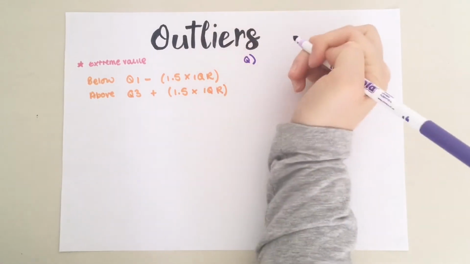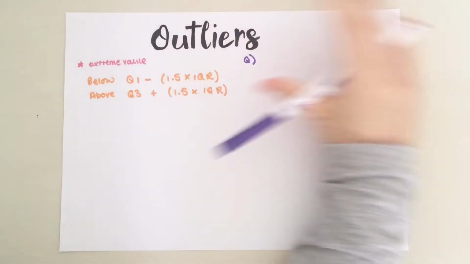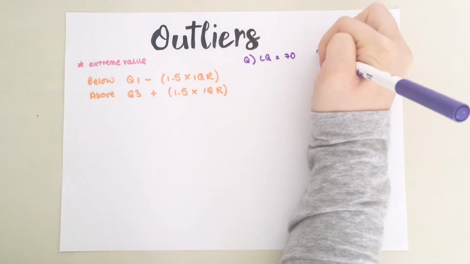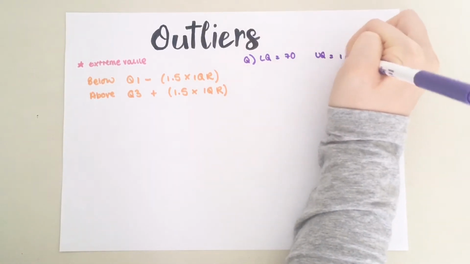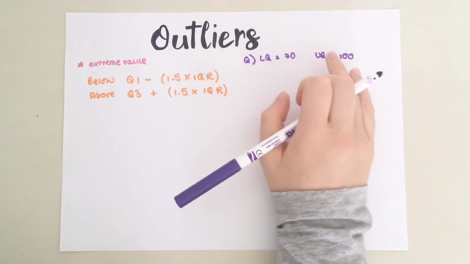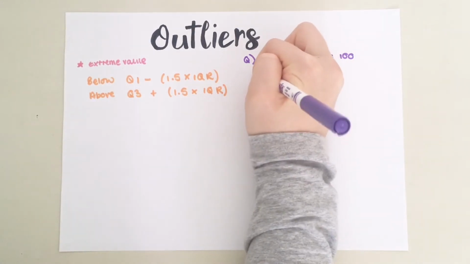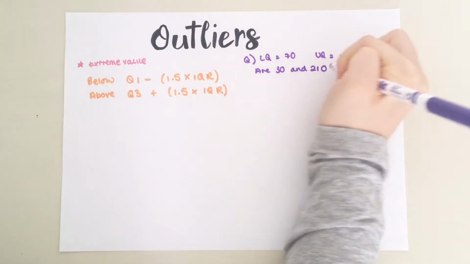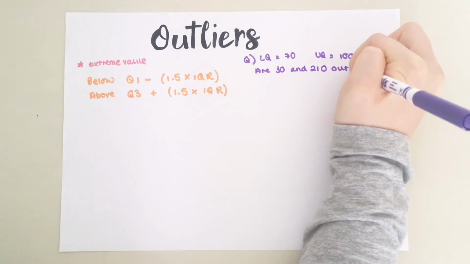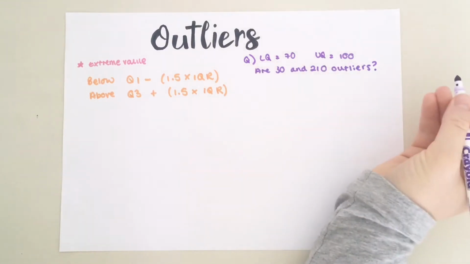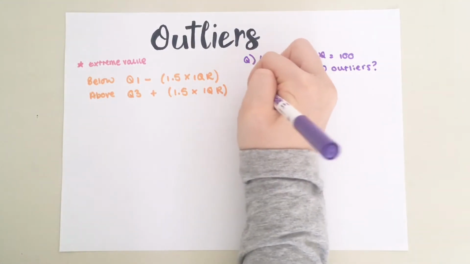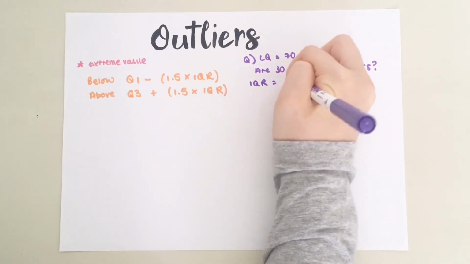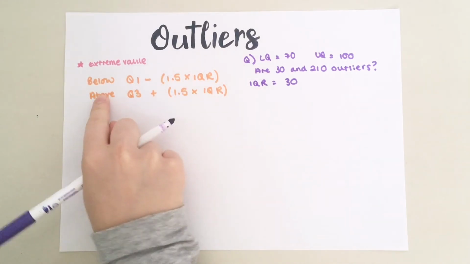Here is an example question. So if you have a set of numbers and you've got the lower quartile as 70 and the upper quartile as 100, also known as quartile 1 and quartile 3, are 30 and 210 outliers? So the first thing you need to do is work out the interquartile range, which would be 100 minus 70, which is 30, and then you use these sums.